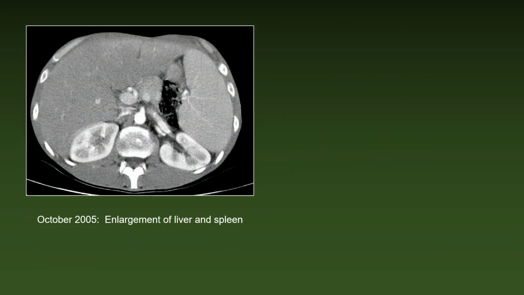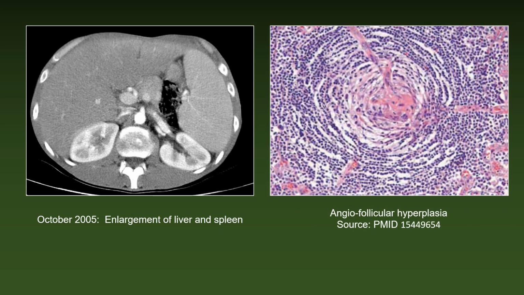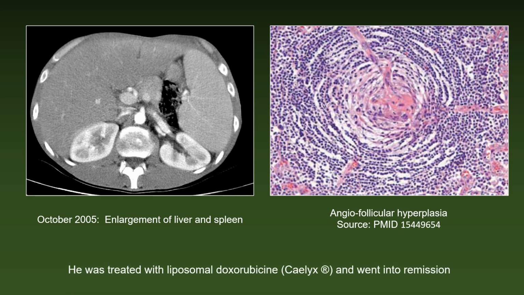On the left, an abdominal CT showing a large liver and even more massive spleen. On the right, an atrophic follicle containing radiating blood vessels simulating a lollipop appearance, and surrounding mantle lymphocytes forming a ring imparting an onion skin appearance. He was treated with liposomal doxorubicin and went into remission.